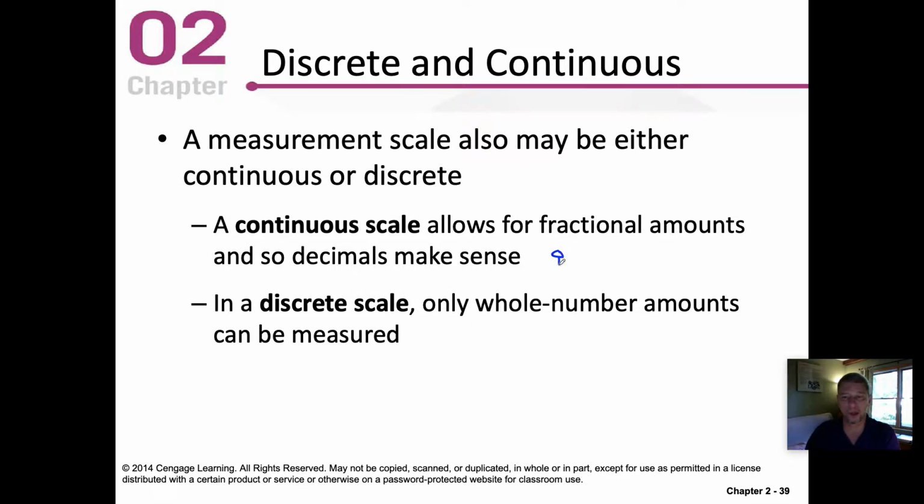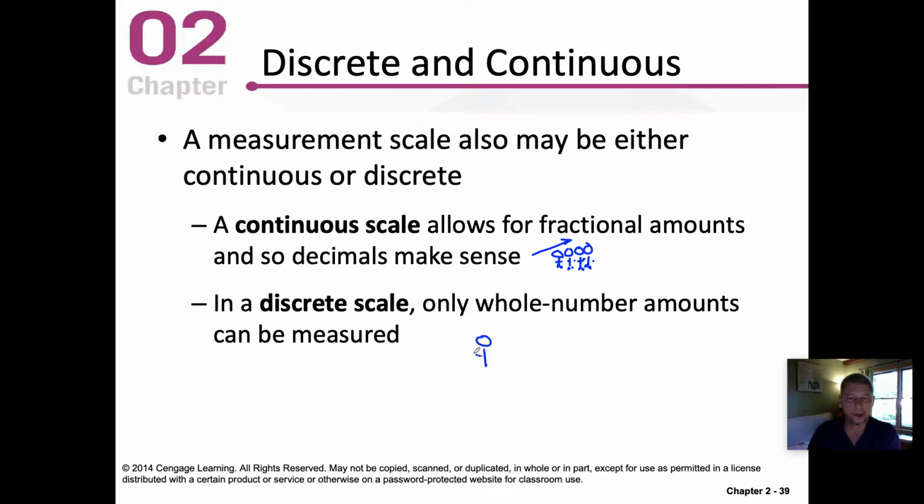So there's a continuous scale in height. You've got short people and slightly taller people and slightly taller people and slightly taller people, and so on. And so you can see there's an increase in height, and it's a continuous scale. On the other hand, in a discrete scale, only whole number amounts can be measured.